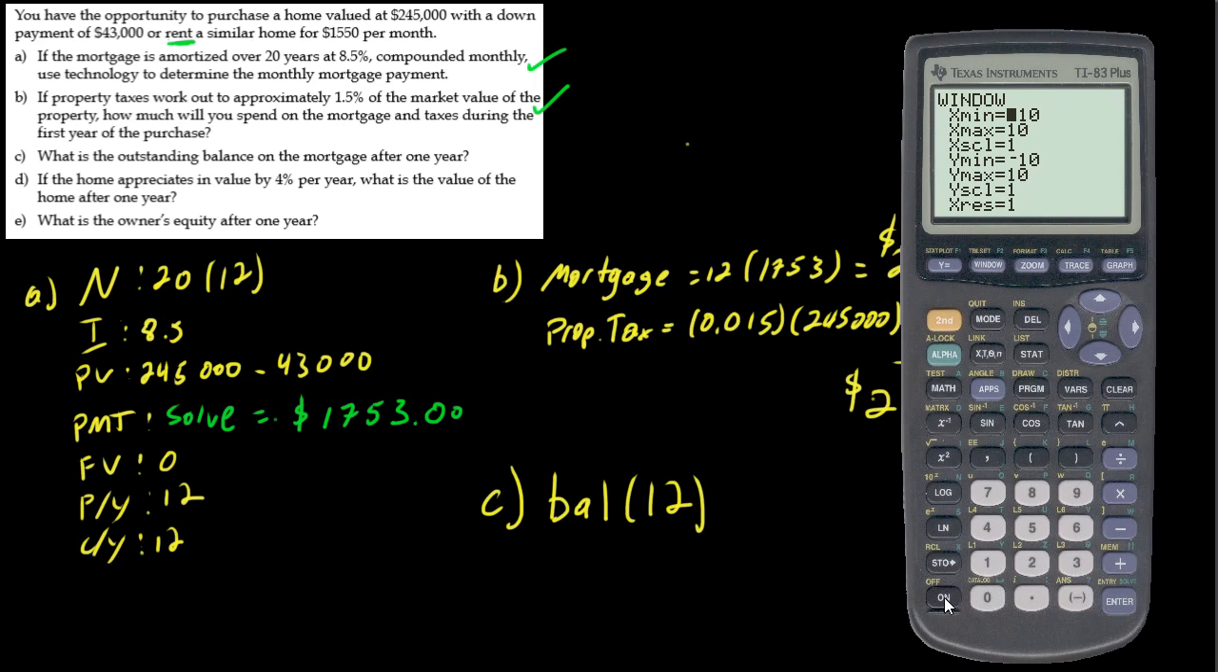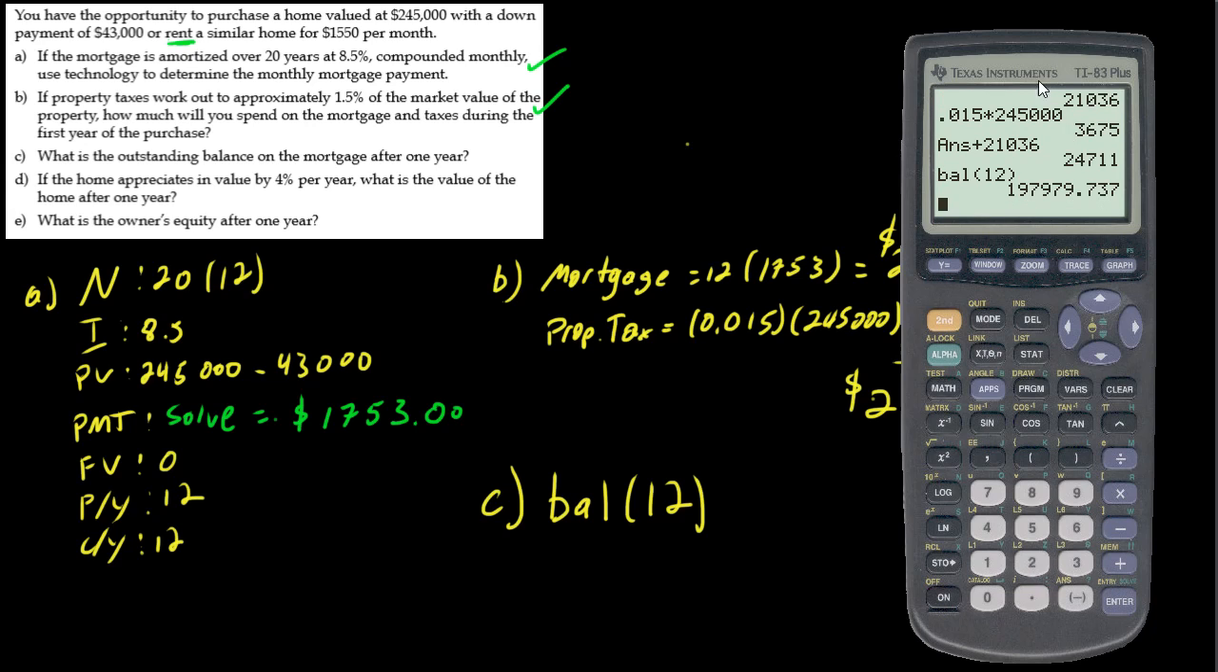Remember, when we type in BAL 12, our calculator just does everything for us. There are other ways to calculate the mortgage balance afterwards. However, you're going to have to use the TVM solver and solve for your future value, and it's really not that great. This is a much easier way to figure out what the balance is after 12 months.